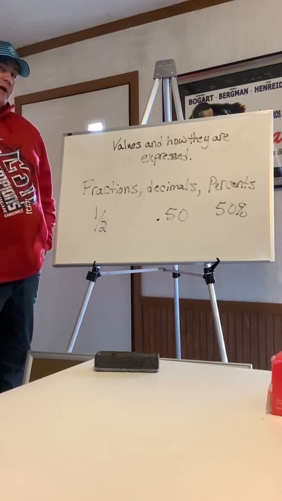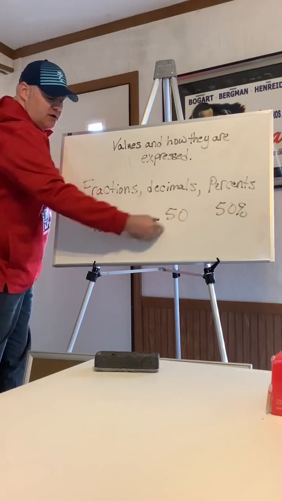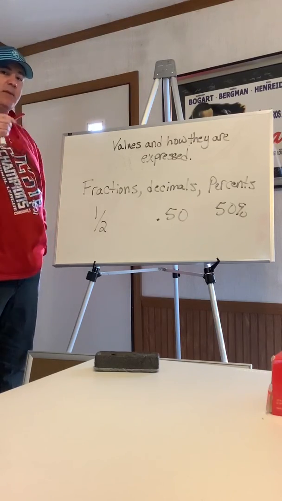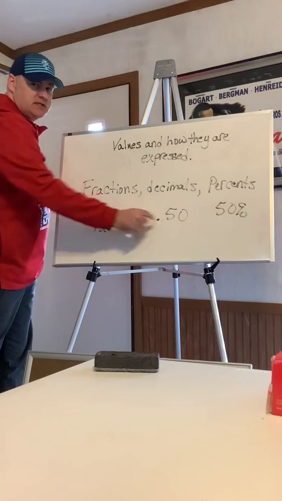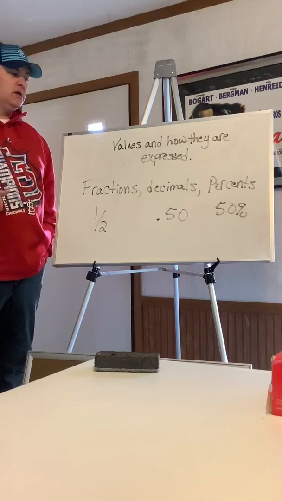Well, how do we write that? As a decimal, we write it like this, 50 cents. So this value and this value are the exact same thing. If I'm talking about money and I say half a dollar, I mean the exact same thing if I say 50 cents, okay? So this and this are the same value.